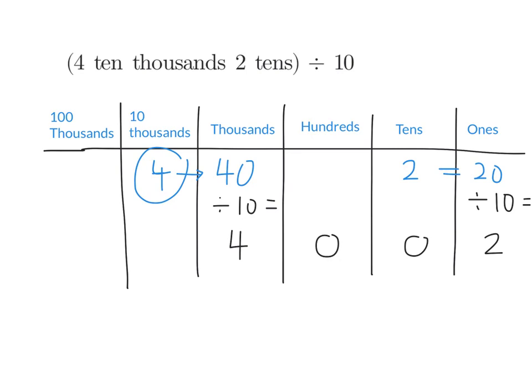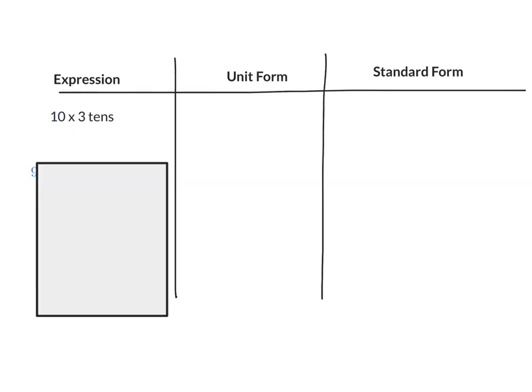So what's my final answer? 4,002. So we can see here when we're dividing by 10, the digits all ended up shifting one space over to the right, one space adjacent to the right. Did the value get bigger or smaller? We started with 40,000 and we ended up with 4,000. Did it get bigger or smaller? Anshul? Smaller. Very good.